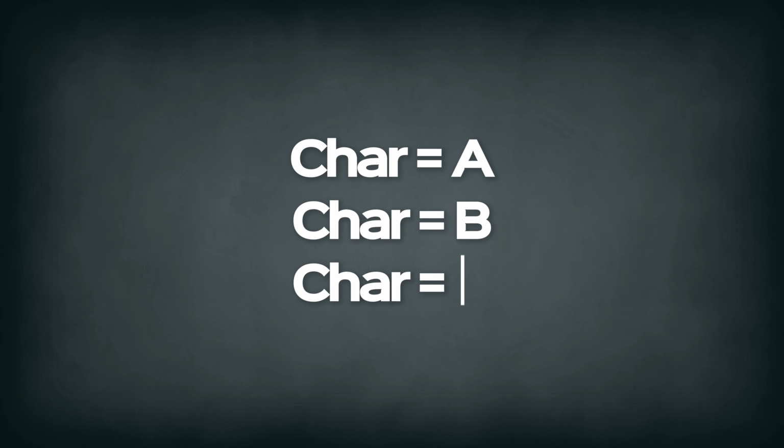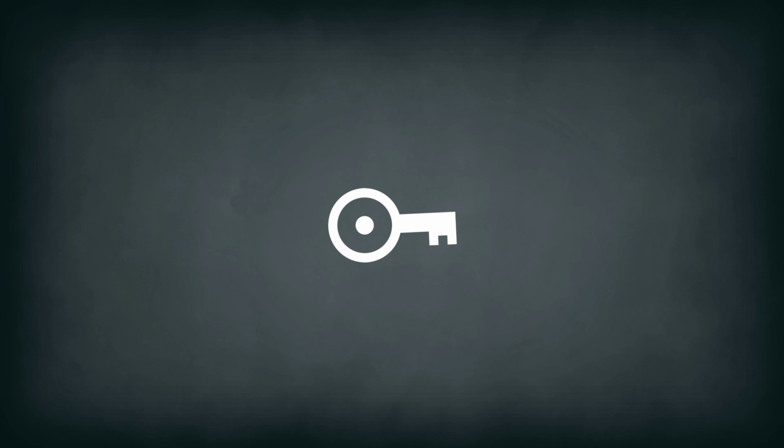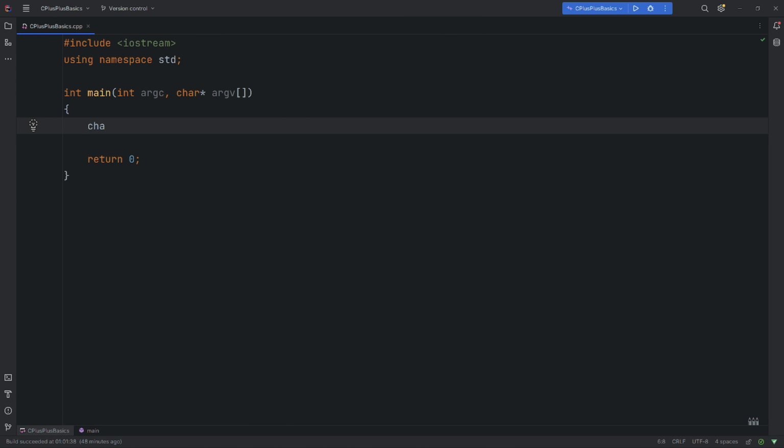Char types can only hold one character. So basically we can store the characters like A, B, or C, etc. inside of a char. Let's create a key that can be used to open the inventory. Start with type char. We'll call this key. We must put the character inside of single quotes. And we'll put I for inventory.